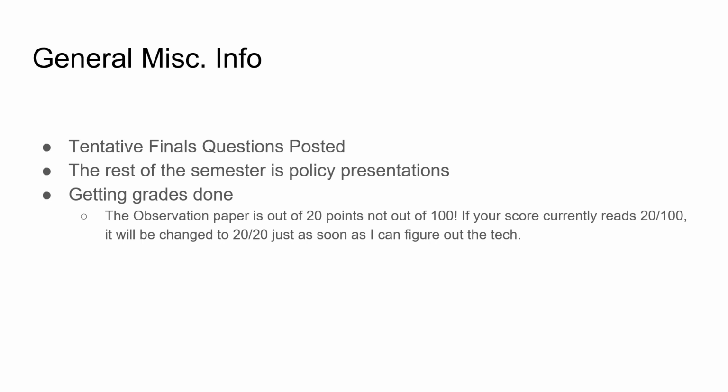And then I'm in the middle of getting all of the grades done. Your midterms are up. The observation paper though is causing some problems. Somehow it got set to 100 points when it was really supposed to be set at 20. So you guys are looking, and many of you are at 20 out of 100, 18 out of 100, something like that. I'm changing it, but I'm having some technical difficulties. So in other words, if you have a 20 out of 100, you don't have 20%. You have 20 out of 20 just as soon as I can get the technical stuff worked out.